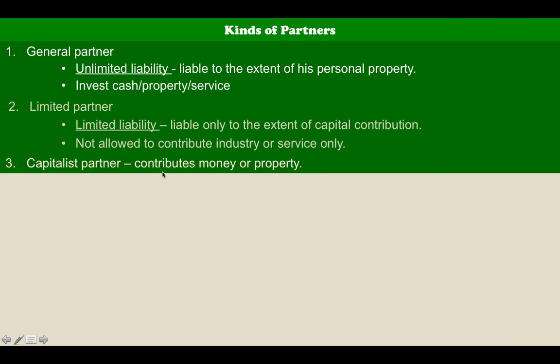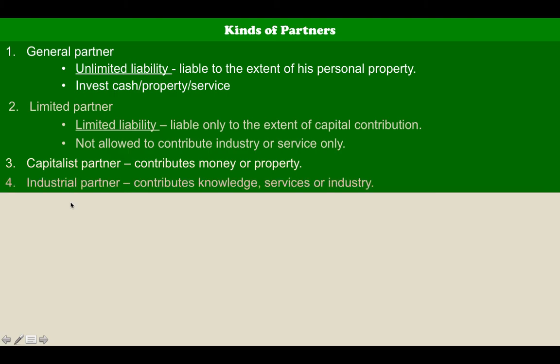Capitalist partner contributes money or property. So you are considered a capitalist partner. Okay, you can be considered a general partner and a capitalist partner. Industrial partner contributes knowledge, service, or industry. For an industrial partner, you don't contribute money or property. You only contribute your knowledge, services, or industry, and you are called an industrial partner.